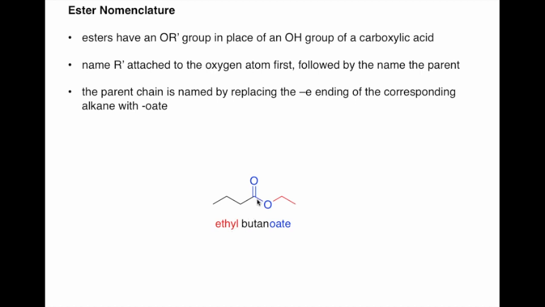The parent name is named based on the number of carbons in the chain. This is a 4-carbon chain, which would be butane if we're thinking of the alkane name of a 4-carbon chain. We will drop the E ending of the alkane name and replace it with oate. So because there's an ester on the end of this 4-carbon chain, it's a butanoate.